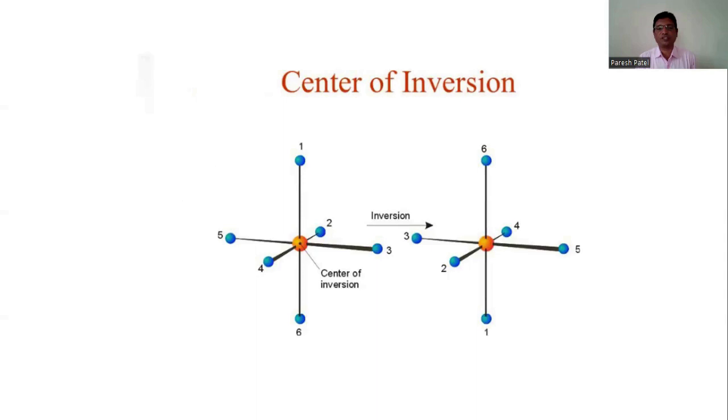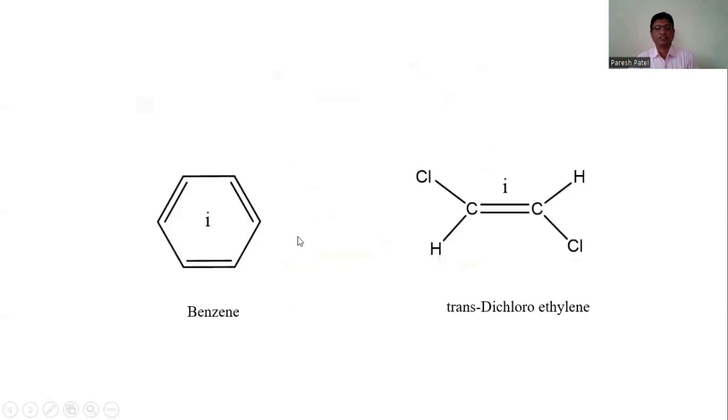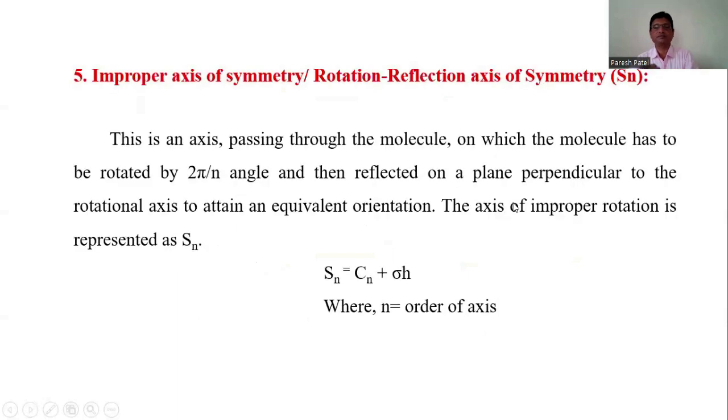Now, these are examples of octahedral complexes. This is the imaginary point, and with the help of this imaginary point, we can invert each atom of the molecule. So this type of symmetry can be recognized as center of symmetry. So this is the center of symmetry in case of the benzene ring, and this is the imaginary point in case of trans-dichloroethylene.